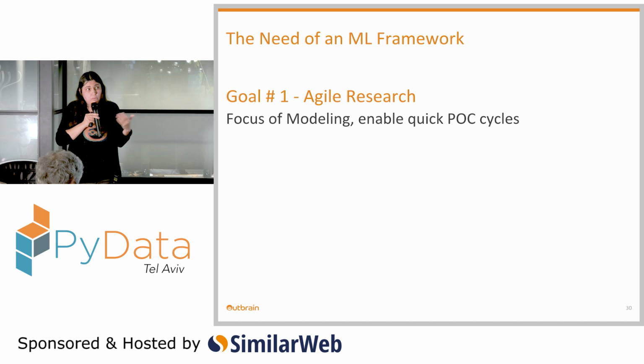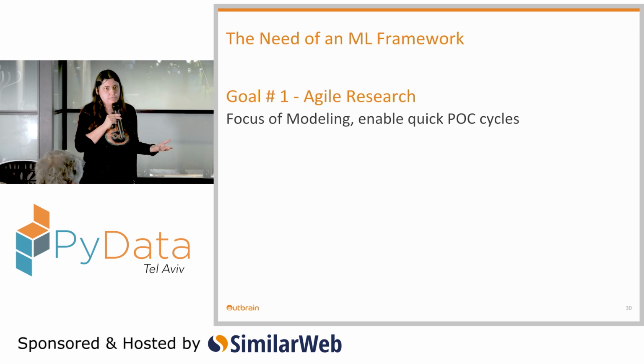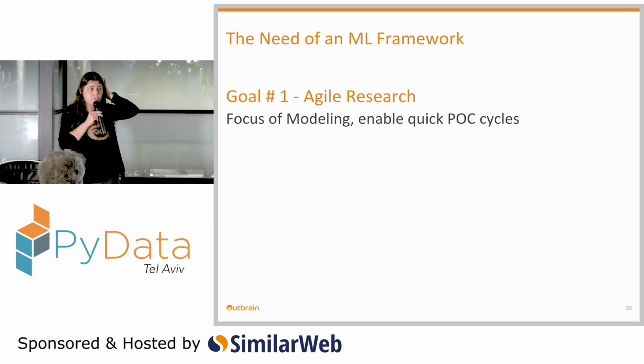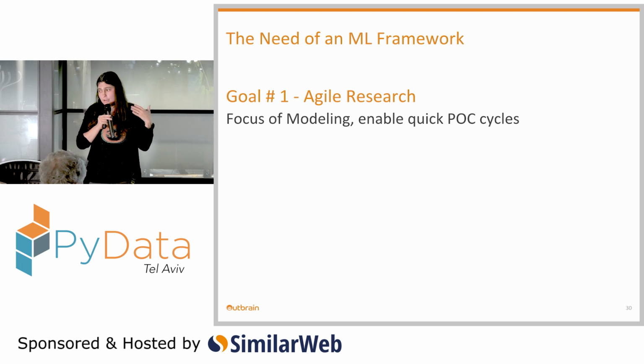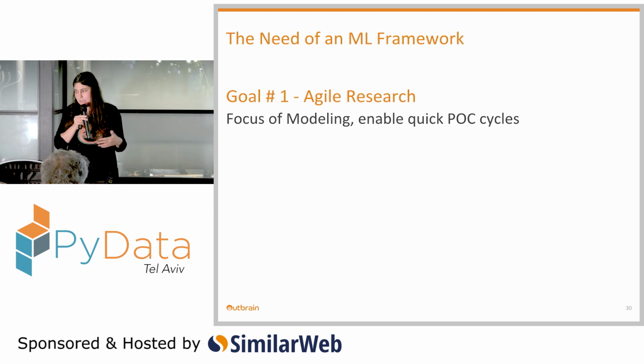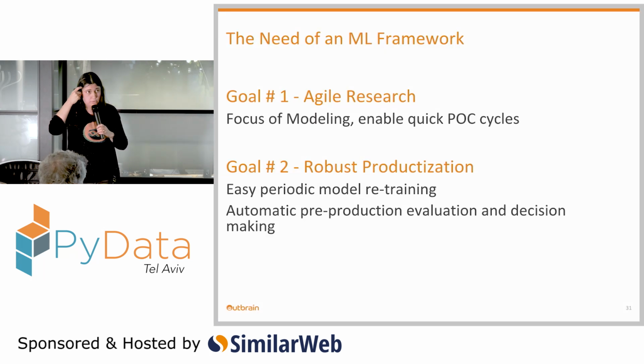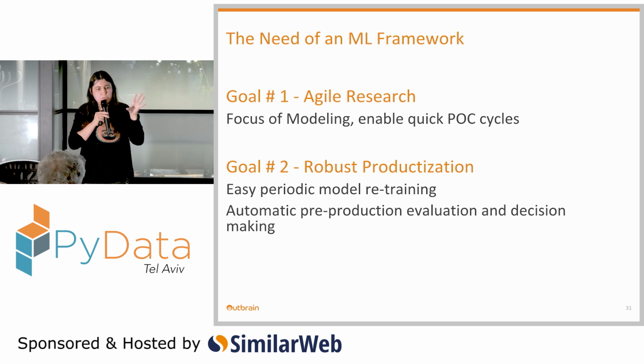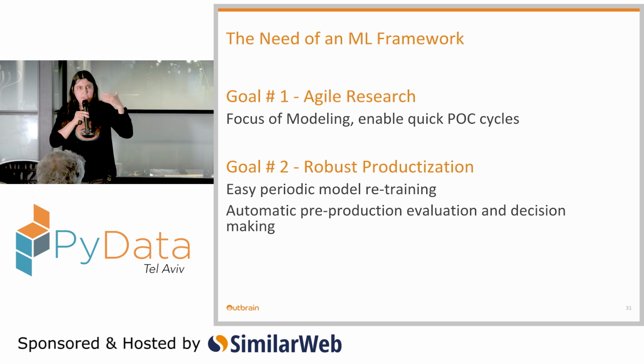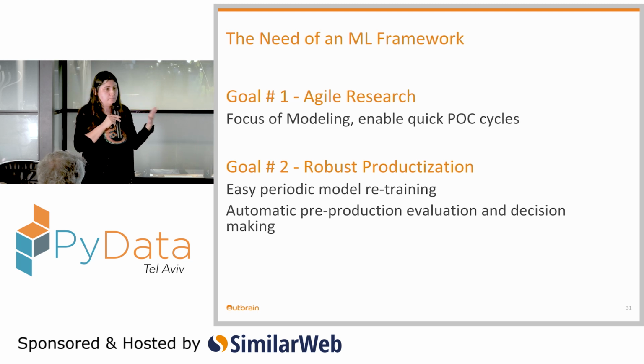So this is why we came to the conclusion that we need to develop a framework, and we had two goals in mind. The first was that we want to perform agile research, focusing on modeling and enabling quick POC. The second is that we want a robust productization mechanism, in two different dimensions. One is that we want to be able to refresh our models automatically and simplify the way we deploy models. Secondly, we want to make this process safe. I will talk about it in a second. How do you make sure that your production environment is not corrupted?